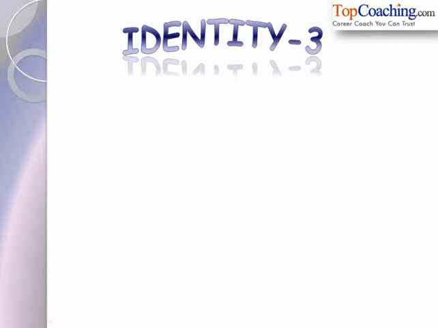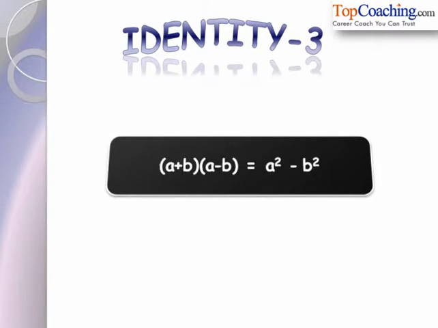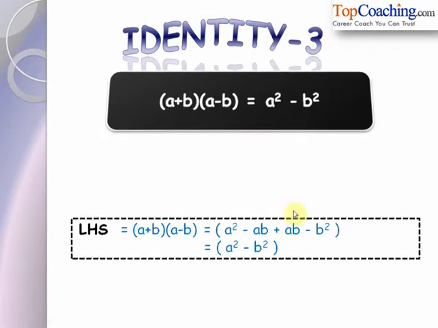Now let's look at identity number 3. This identity says that (a plus b) into (a minus b) is equal to a square minus b square. So this identity simply says that the product of the sum of two numbers and the difference of two numbers is equal to the square of the first number minus the square of the second number. So again, let's look at the proof of this.